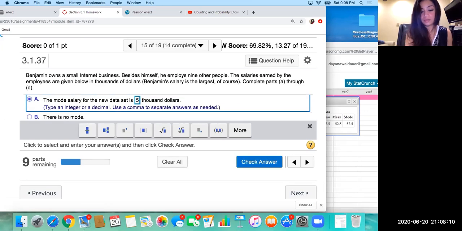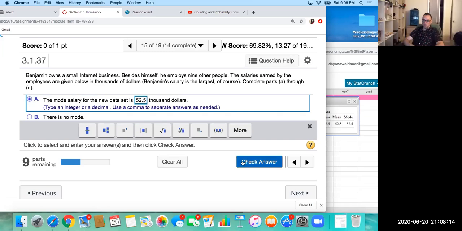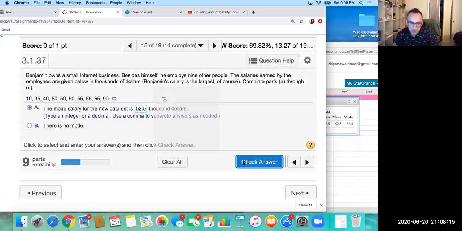The new data set is 52.2, 52.5. Was I right in my theory that we're just adding 2.5 to everything for the mean and the median?